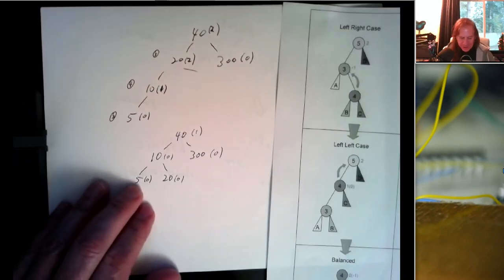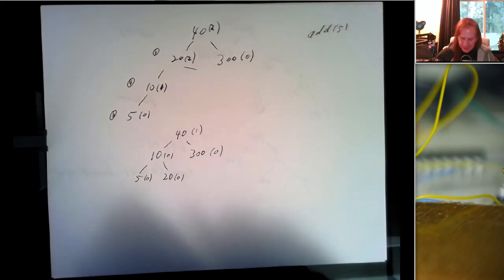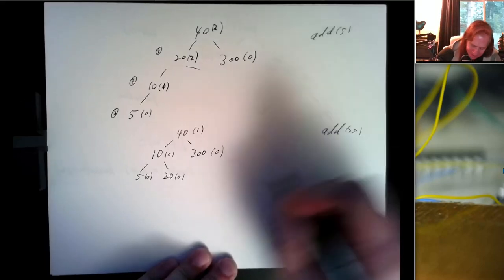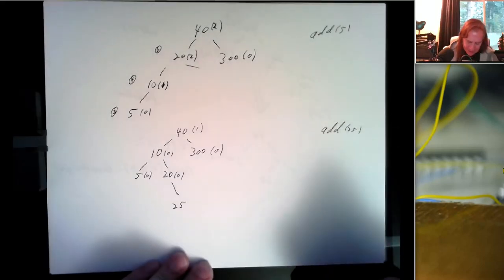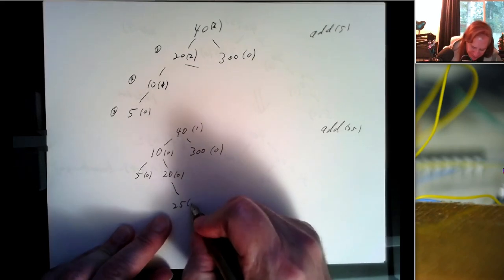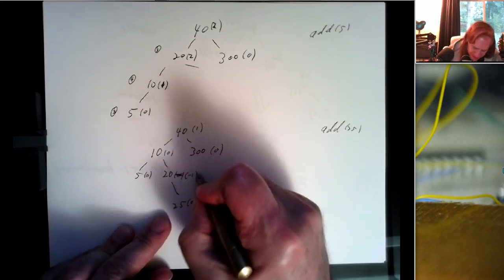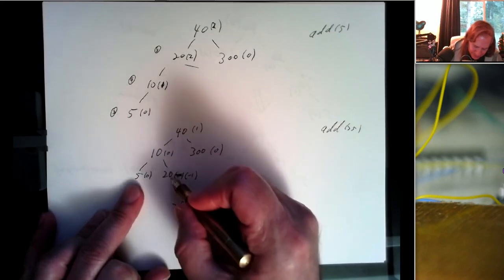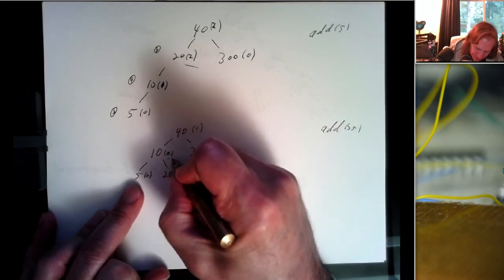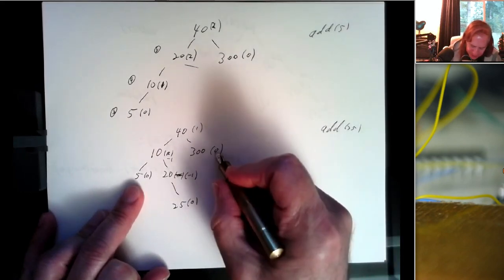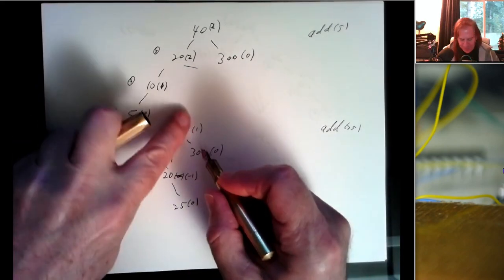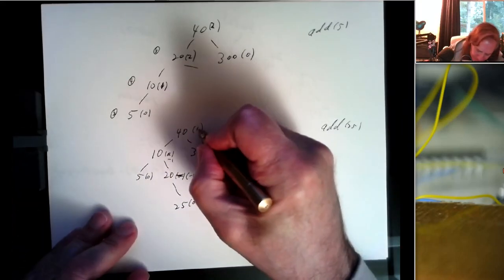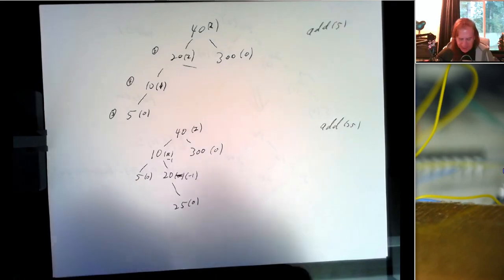Alright, so here's our tree so far. Let's go ahead and add another node. So let's say add 25. So we put a 25 down here. Alright, this is a balance of -1. This is 0. This is 0 and 1. So this is -1. This is still balanced. And the right subtree has a height of 0. The left has a height of 2. So the 40 is unbalanced now.